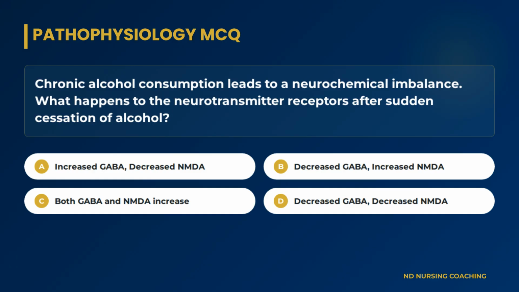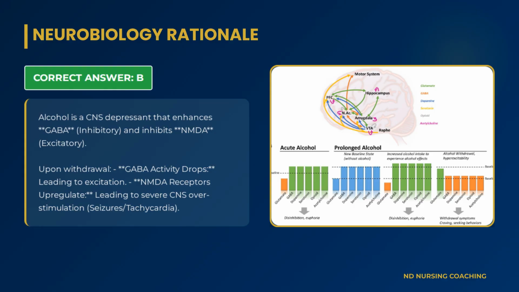Let's begin with a pathophysiology multiple choice question. Chronic alcohol consumption leads to a neurochemical imbalance. What happens to the neurotransmitter receptors after sudden cessation of alcohol? The correct answer is B. Alcohol is a CNS depressant that enhances GABA, an inhibitory neurotransmitter, and inhibits NMDA, which is excitatory. Upon withdrawal, GABA activity drops and NMDA receptors upregulate, leading to CNS overstimulation.